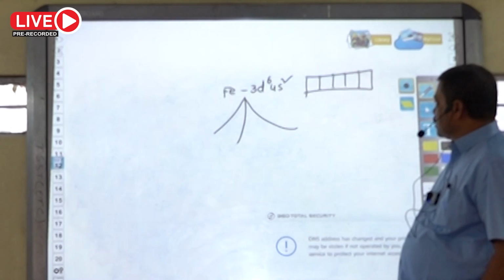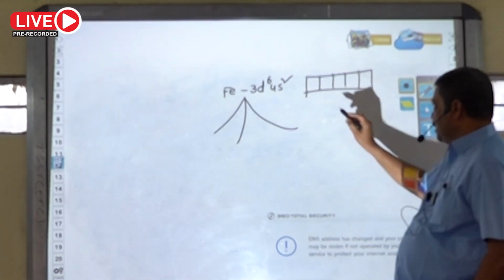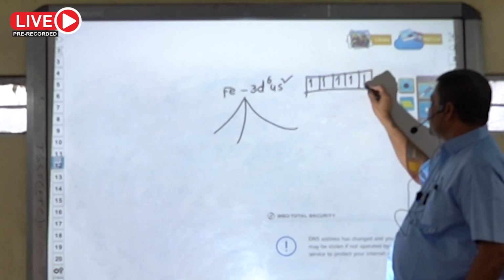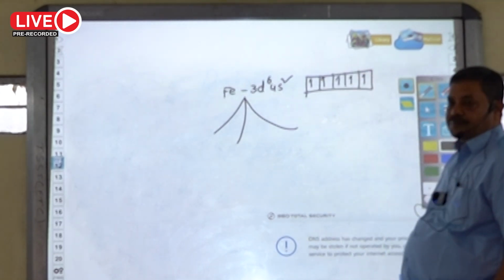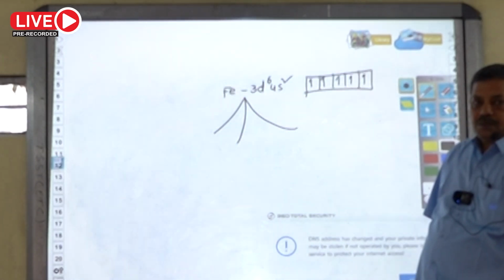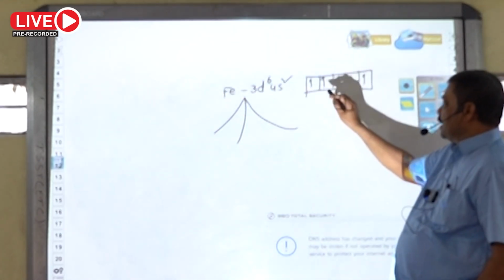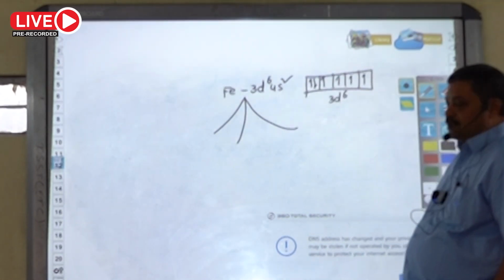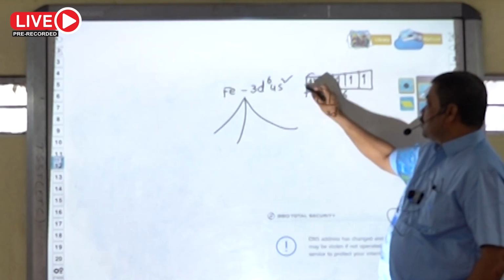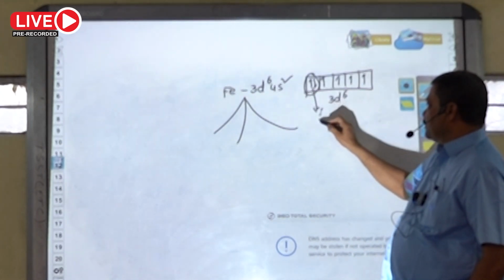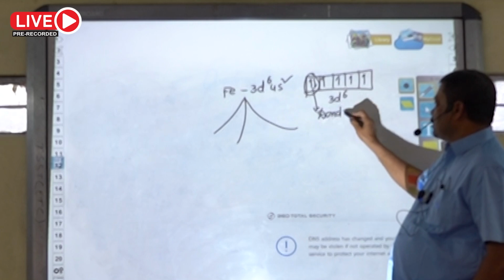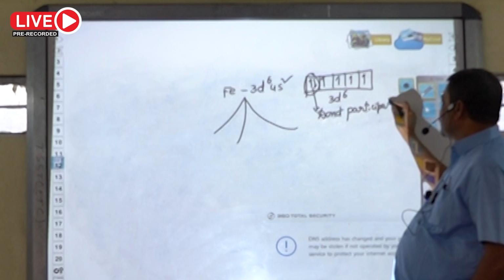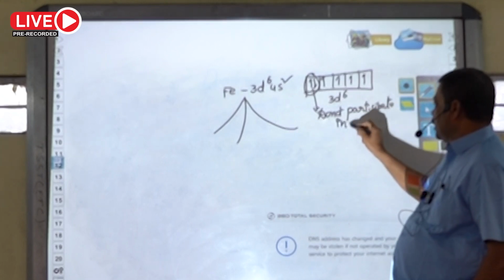Actually, whenever degenerate orbitals are present, you have to fill with one electron each. As per Hund's rule, then the next electron pairs. So paired d electrons do not participate in bonding.